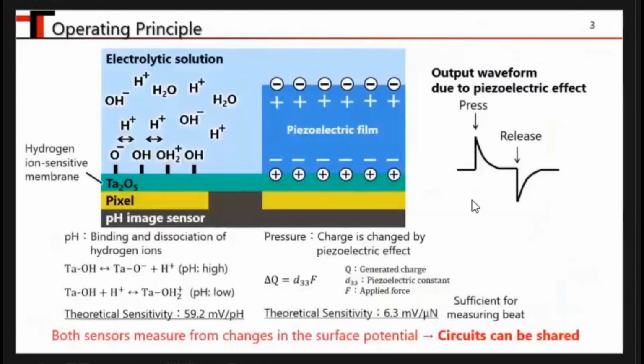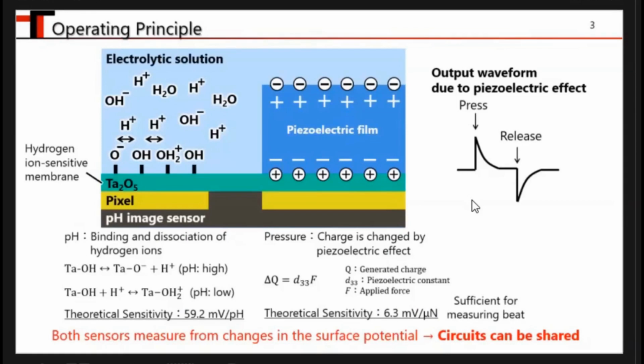Here I explain each principle simply. First, the pH imaging sensor. In the pH imaging sensor, a hydrogen ion sensitive membrane is deposited on the CMOS sensor array, and binding and dissociation of hydrogen ions changes the surface potential, and sensor output changes accordingly.